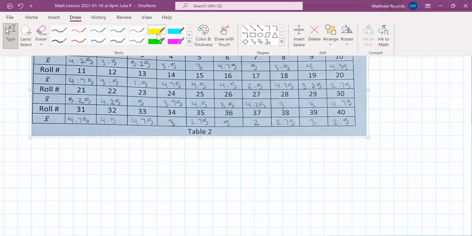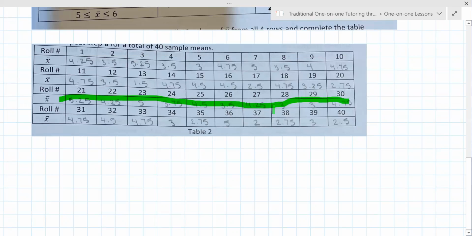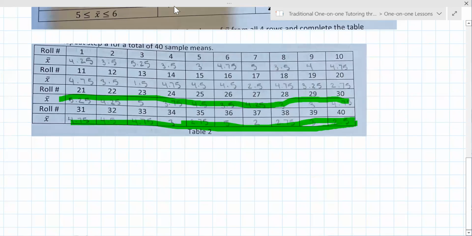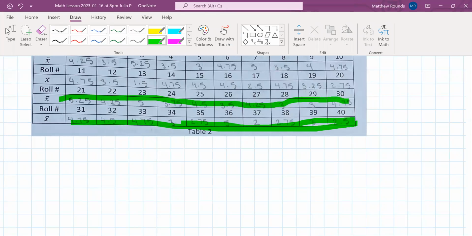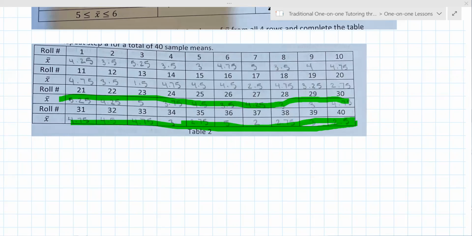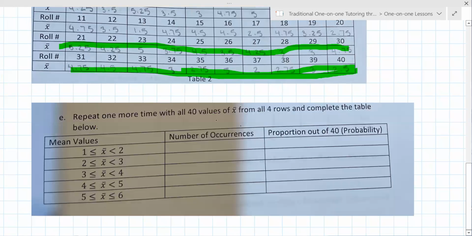And this time we're looking at the last 2 rows. And we're going to combine those with the previous numbers, but we'll do them one at a time here, one row at a time, I mean. Let me snip in the table for E. Okay, I'm just going to do the tallies here again. So 5.25, 4.25, 5, 3.75, 4.5, 3.5, 4.25, 3, 4.75, 4.75 again, 4.5, 4.75, 3, 2.75, 5, 2, 2.75, 3, and 2.5.